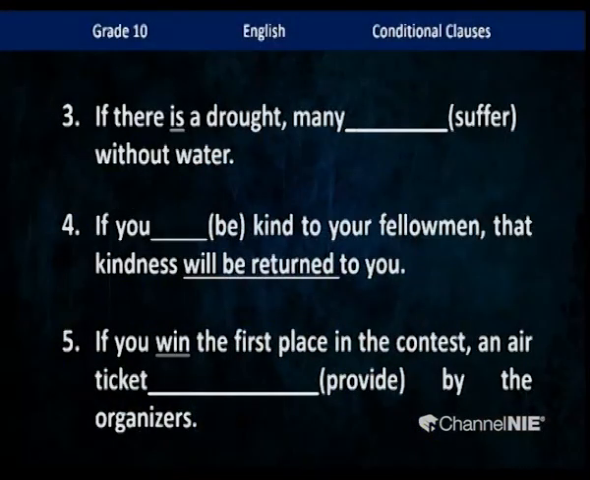If there is a drought, many suffer without water. Now if the if part is there, simple present is there, then what should be the other part? Yes, if there is a drought, many will suffer without water. Right. Now let us move on to the fourth one.